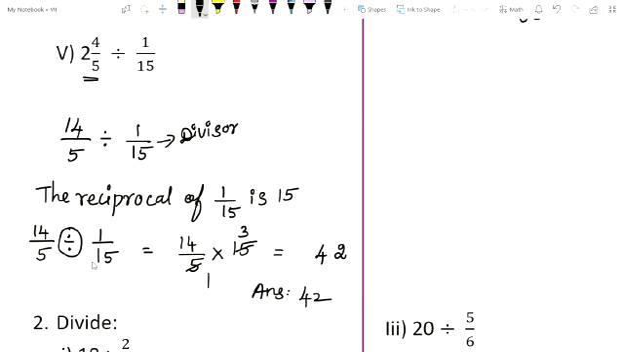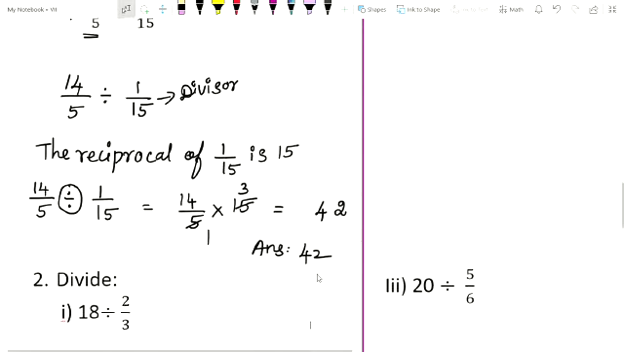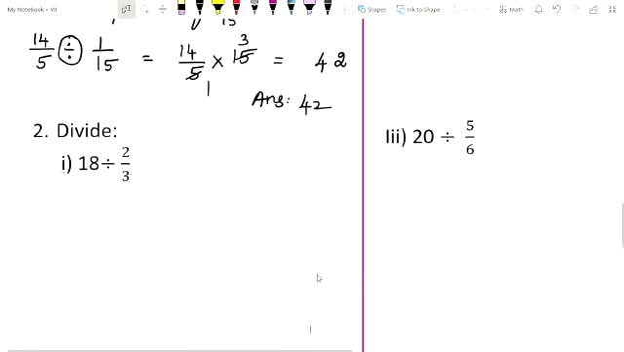So 14 by 5 divided by 1 by 15 equals 14 by 5 into 15. 5 ones are 5, 5 threes are 15. So 3 into 14 you get 42. So what is the answer, children? 42 is the answer. See the next one.